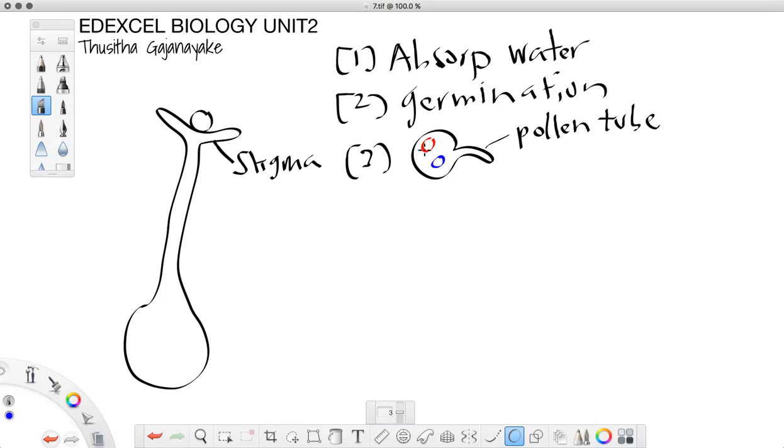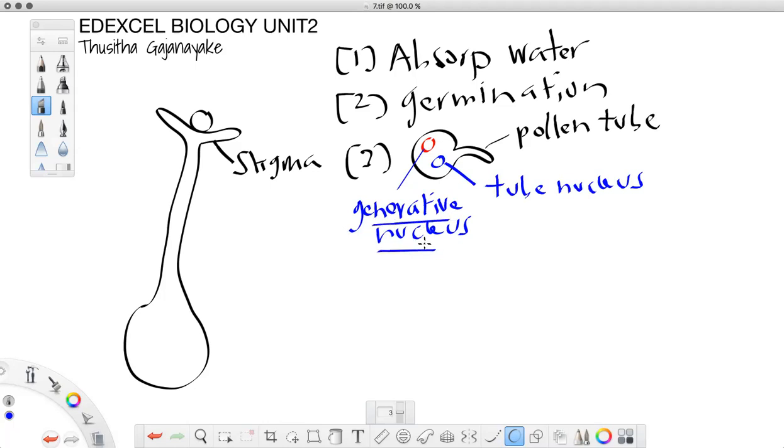Two nuclei. This one is called the generative nucleus, and this one is called the tube nucleus. Tube nucleus and generative nucleus. Now the generative nucleus represents the sperm cell of the plant, so it can fertilize the egg cell. The tube nucleus is important for guiding this generative nucleus to the ovule, right?